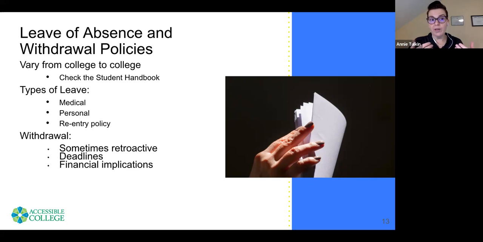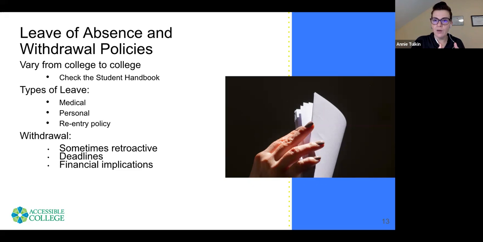So you'd want to know about the withdrawal policies. You'd want to look at the deadlines. There are also financial implications related to taking a withdrawal. So it's important to know that students might be able to withdraw from a couple classes, or they might want to withdraw from the entire semester. It just kind of depends. And this is kind of an issue where it's a case by case scenario, but just being aware of what the options and opportunities are can be really helpful in that process.